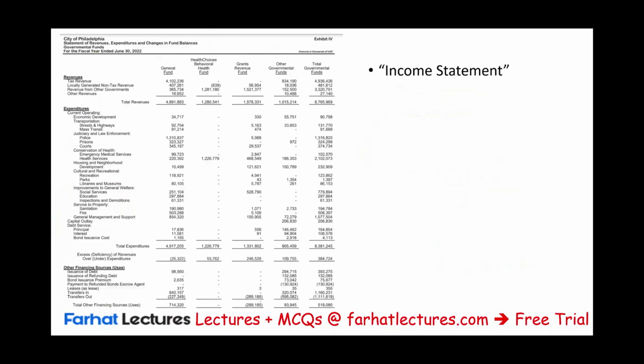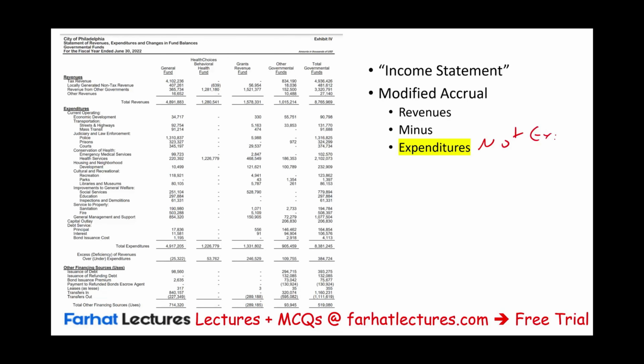Let's take a look at the equivalent income statement, which is called the statement of revenues, expenditures, and changes in fund balances. As I said, it's in quote an income statement, but the proper term is statement of revenues, expenditures, and changes in fund balances. If we're using the words fund balances, it means we do what? We use modified accrual. Yes, we use the term revenue minus expenditures, not expenses. We use the term expenditures.